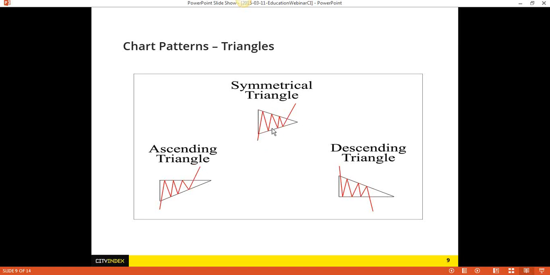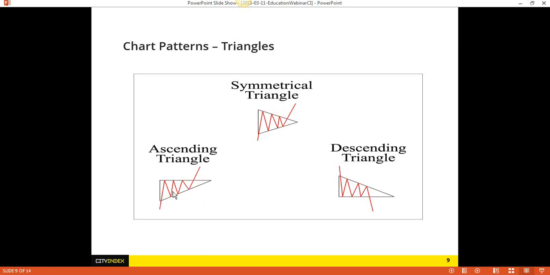It doesn't have to be exactly like this in order to be called a symmetrical triangle. It just means that you have the top border moving down and the lower border moving up. Okay. And then for an ascending triangle, the top border is just a straight, horizontal resistance line, and the lower border is moving to the upside. For ascending triangles, it's usually said to be biased for a breakout to the upside.